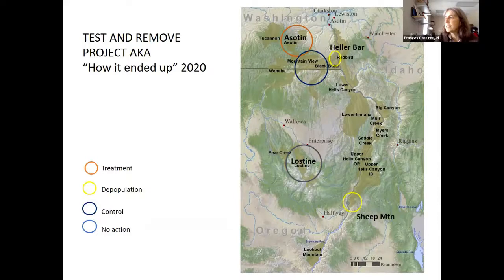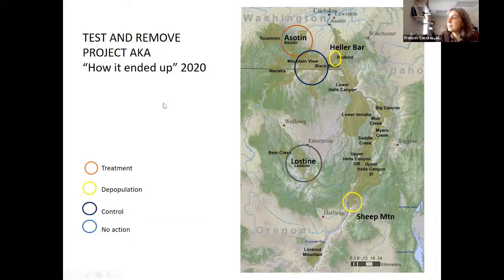Then the next year, first of all, we had a new strain that was introduced at Heller Bar in the Black Butte population. We got really concerned about that, and there were only 8 ewes there. We thought they were pretty well isolated from other sheep, so we removed all 8 sheep. Turns out the strain still spread elsewhere. But anyway, we removed those sheep and brought them to our captive study.